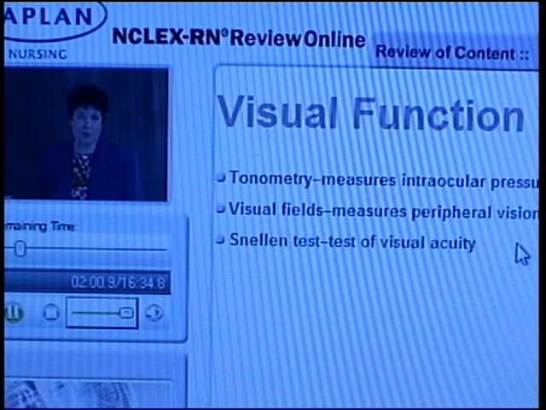The last type of visual function test we're going to talk about is the Snellen. This is the eye chart we're all familiar with, the very large E. To perform the test, the patient stands about 20 feet from the chart, covers one eye, and reads the smallest letter that is visible to them. The test compares the results to what a normal person could see at 20 feet.